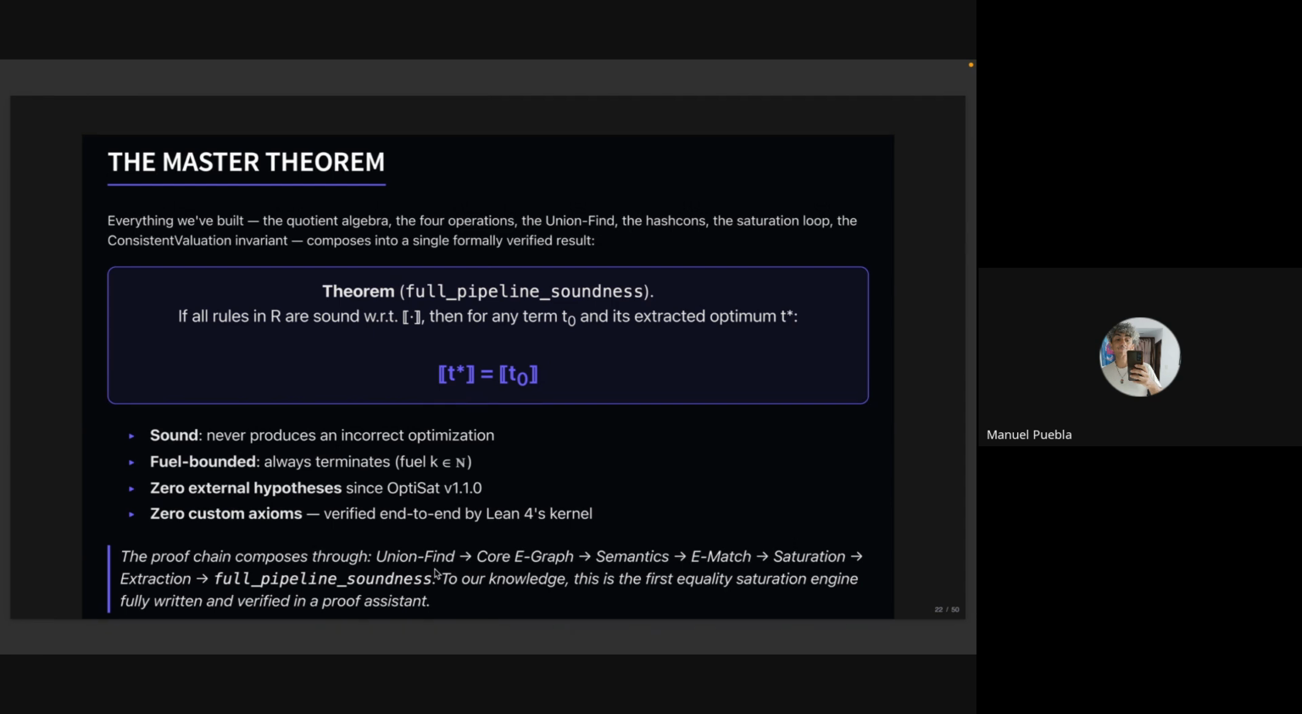So we have proved a theorem that says that if all the rewrite rules are sound with respect to the semantics, then for any term that we have in the input, we can extract an optimum term, an optimum rewrite. As of now, we can guarantee that the output is sound, maybe suboptimal in case we run out of fuel, but it's always sound. And we don't need any hypothesis for this engine. We have no custom axioms, and it's verified end-to-end by Lean 4.